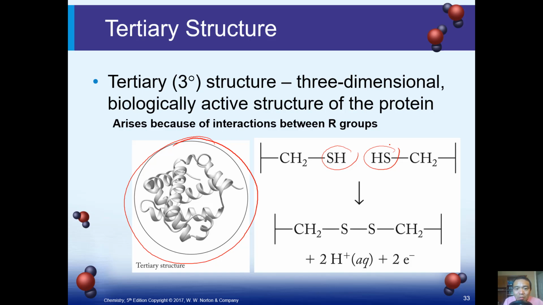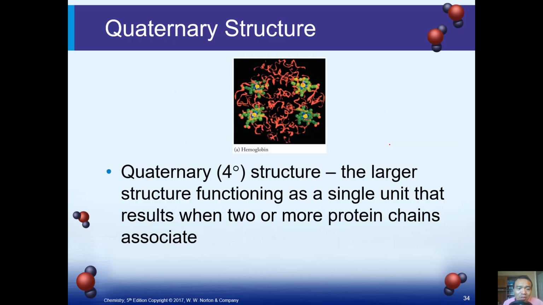What about quaternary structure? Quaternary structure refers to the larger overall structure that functions as a single unit. For some proteins, they might have several units, but how do they work together? This representation shows you how the 4 different units work together as a single unit, and this whole overall structure is the so-called quaternary structure, which gives you a full picture of how something works, right?